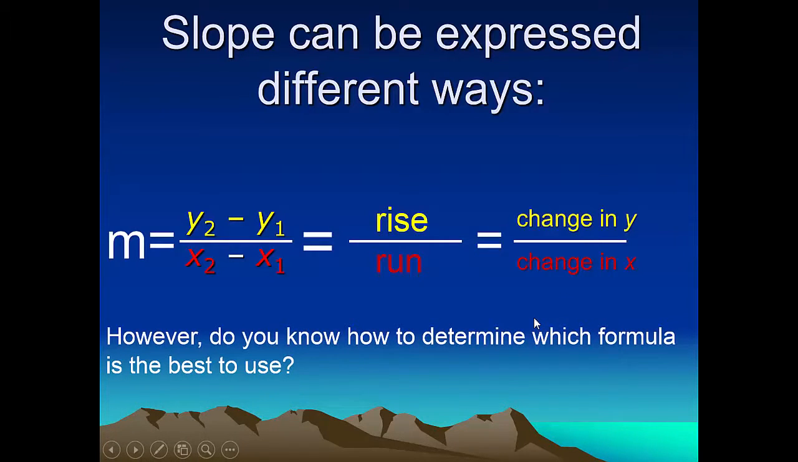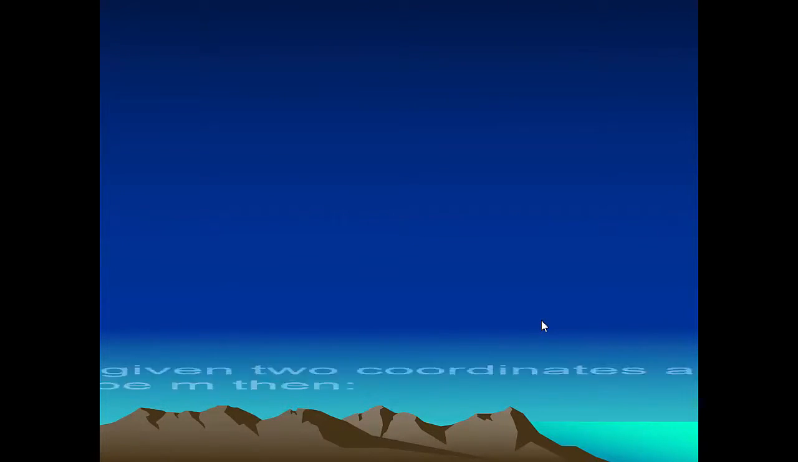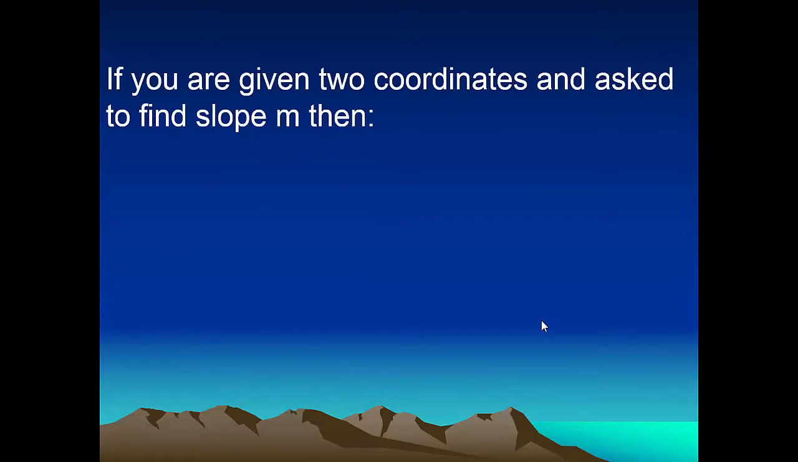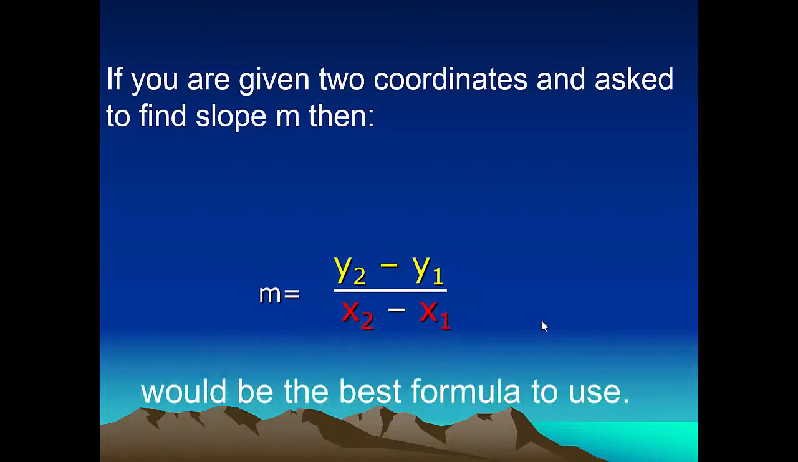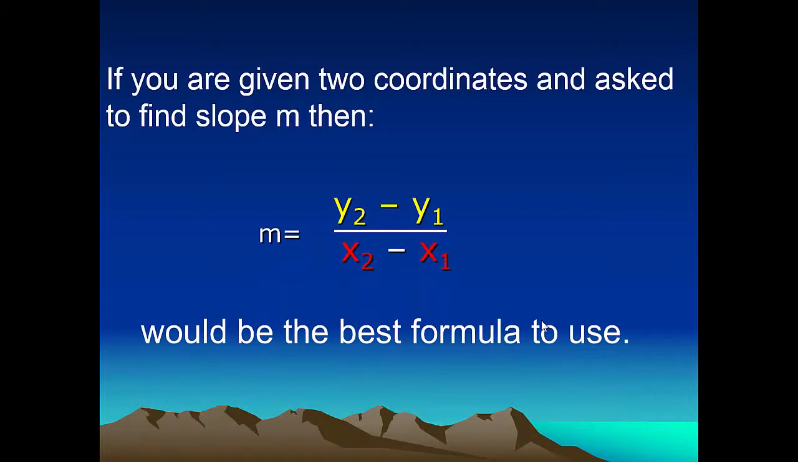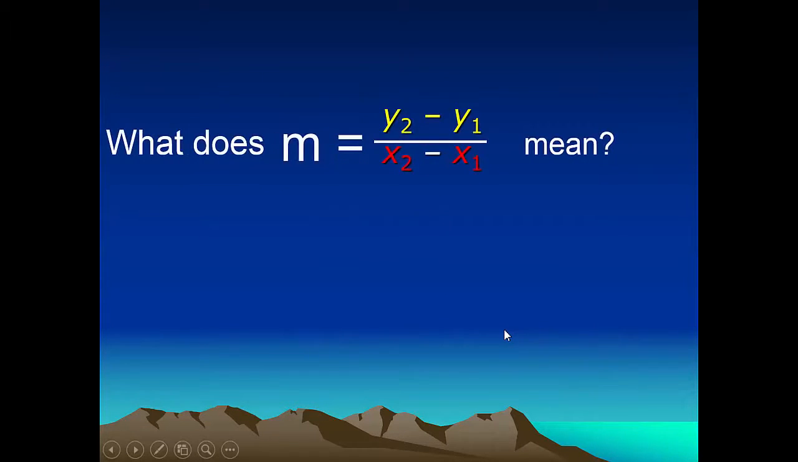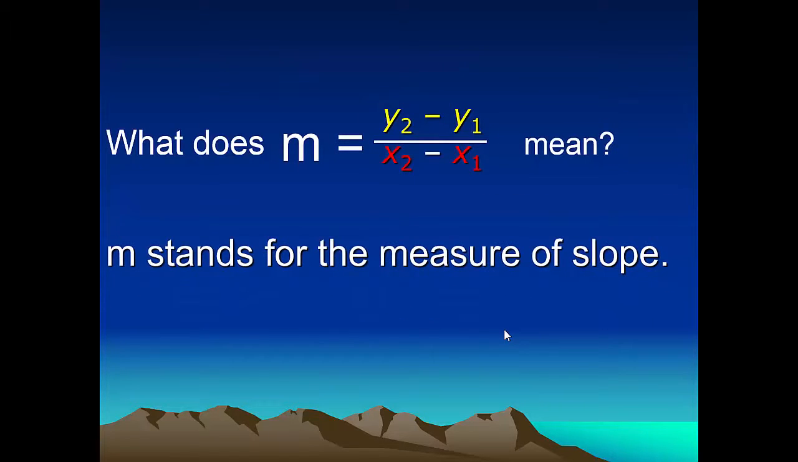Now, however, do you know how to determine which formula is the best to use? If you are given two coordinates and asked to find slope m, then you will use the slope formula. This will be the best formula for you to use. Now, what does m equal y2 minus y1 over x2 minus x1 mean? M stands for the measure of the slope.